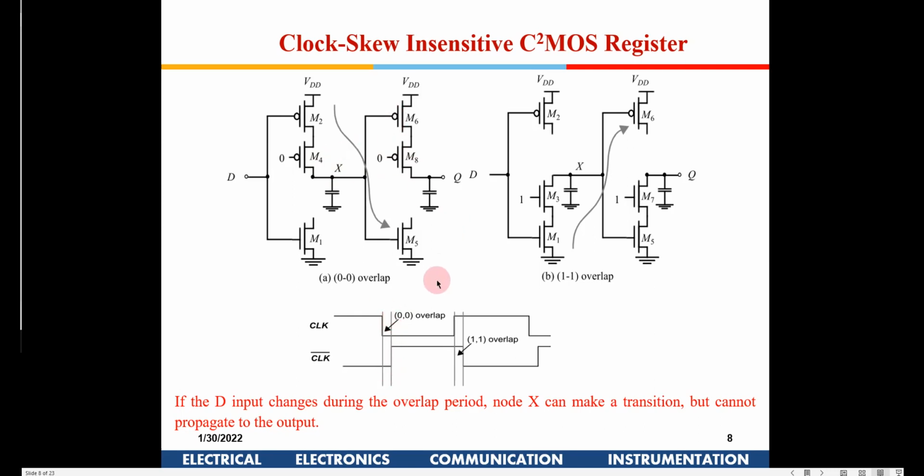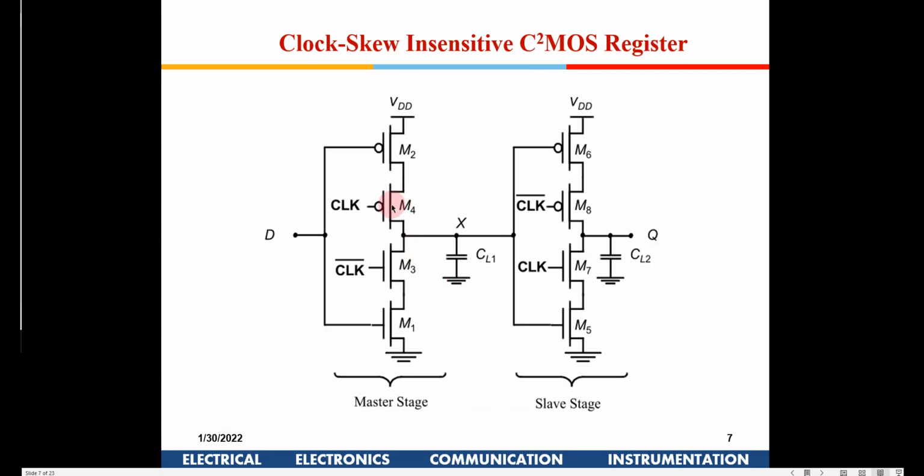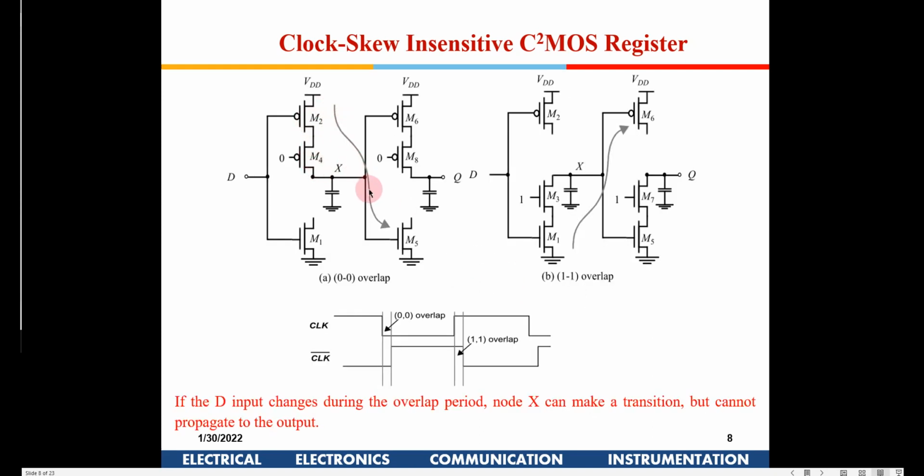If you see here, let me go back. This PMOS and this PMOS can never be on simultaneously, because one is clock and one is clock bar. Here this NMOS and this NMOS cannot be on simultaneously either. So of M4 and M8, only one should be on, and of M3 and M7, only one should be on at any given time, provided the clock and clock bar are perfectly synced with each other.